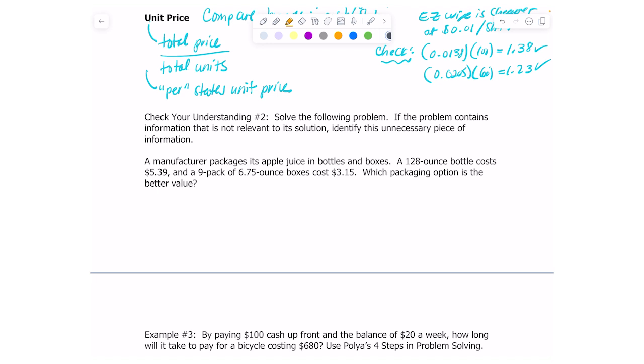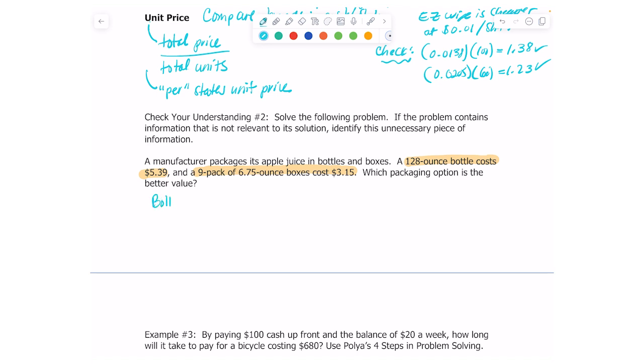So again, I need to understand the problem here. I'm looking for which packaging option is the better value, right? What did they give me? They told me that a 128-ounce bottle costs $5.39, and a 9-pack of 6.75-ounce boxes costs $3.15. So if I'm looking for which option's the better value, I need to look for the unit price, right? And I need to compare the bottle versus the box.